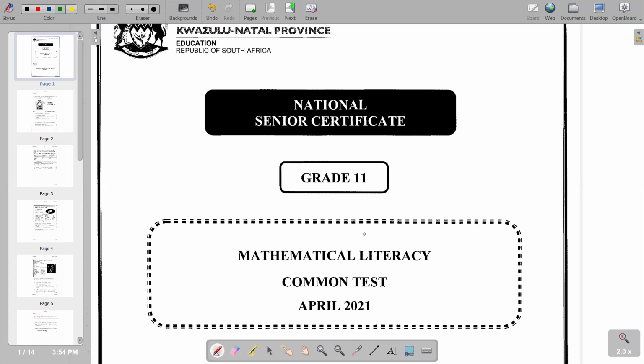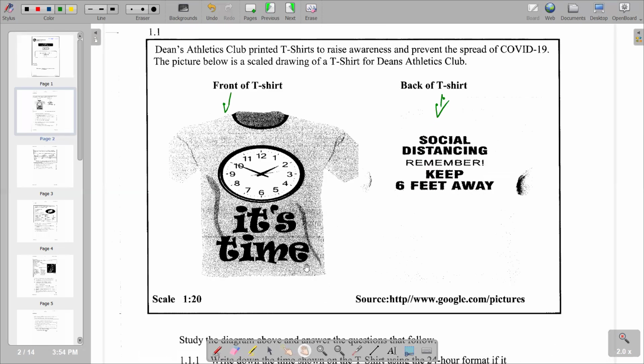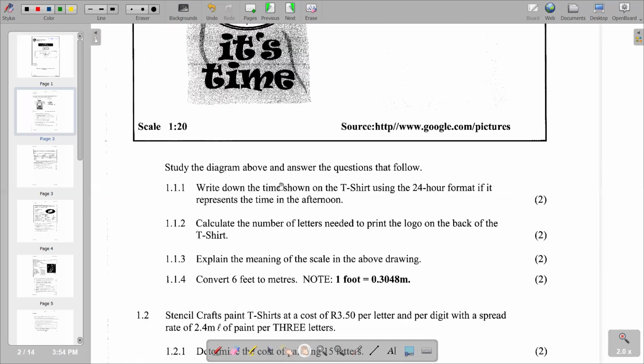In this video, we want to look at a common test of April 2021. We are going to look at the first question of this question paper, that is 1.1. Our question reads, this athletics club created t-shirts to raise awareness and prevent the spread of COVID-19. So you're given the front of the t-shirts, and then you're also given the back of the t-shirts.